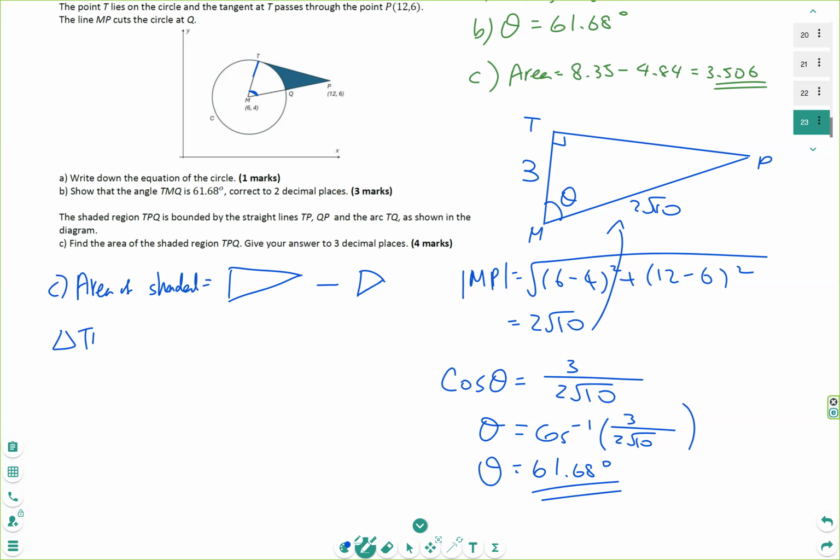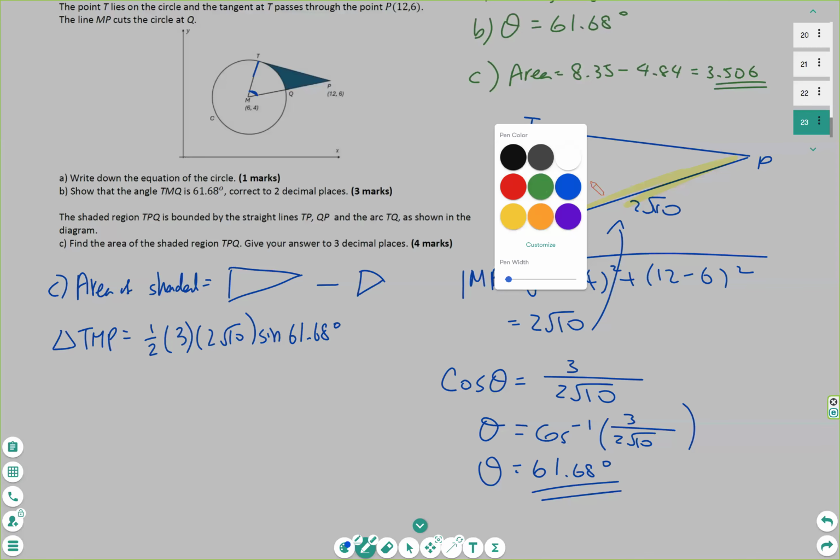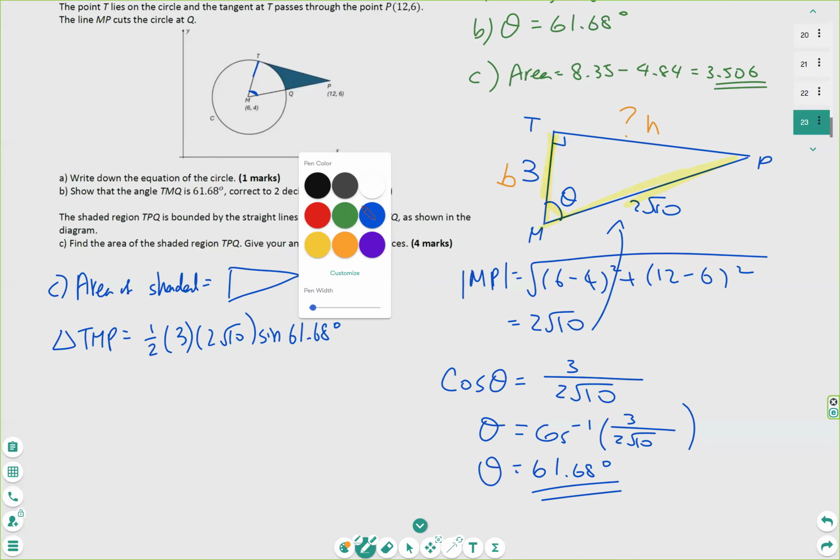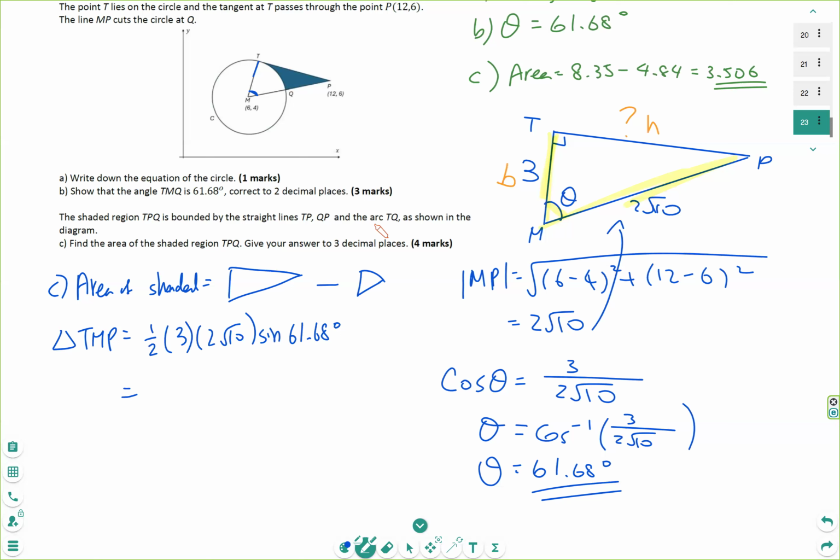So triangle TMP equals half base times height, or half ab sine C. You can use this on the triangle, half a, b, sine C, the sine of the angle. I think that's the best way to do it. Now, why can't you use base times height? You can, but you just have to work out TP as your height, and then that's your base. So base times height divided by 2, but that's extra work. We don't like to do extra work, do we? So it equals 8.35. Okay, so that's the area of triangle TMP.